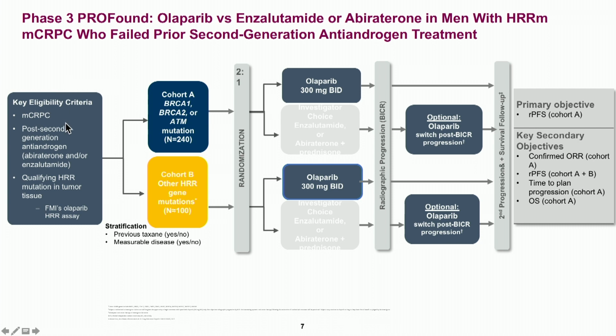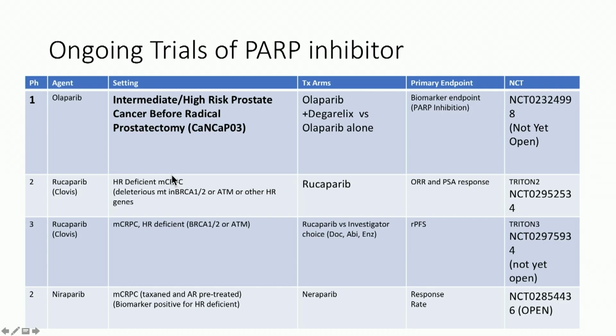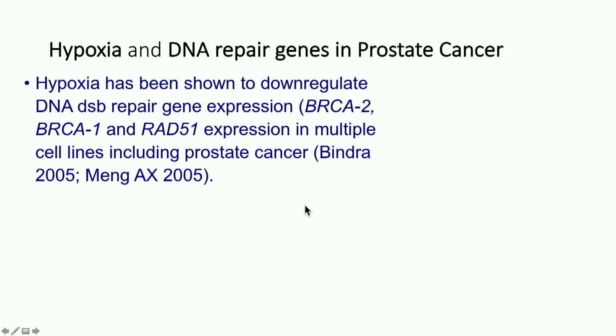There's one phase 3 study right now, which is PROfound, which is Olaparib versus enzalutamide or abiraterone in men who have castration-resistant prostate cancer who fail second-generation anti-androgen therapy, and these patients are being stratified based upon their DNA repair status. There are actually a number of different agents that are being looked at in the single agent: Olaparib, rucaparib, and niraparib. Rucaparib recently reported the TRITON2 data showing about a 40% response rate in patients who had DNA repair mutations. And this, I think, is very, very exciting data.